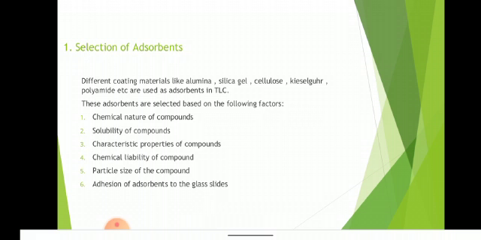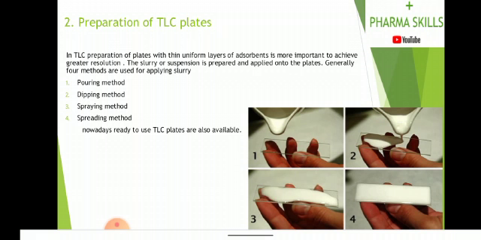First is their chemical nature, solubility of the compound, characteristic properties of the compound, chemical liability of the compound, particle size, adhesion of adsorbents to the glass slides. On this basis, we are selecting the adsorbents. What is their chemical nature, how soluble they are, what are their properties, liability and the particle size, how they are able to adhere. On this basis we are selecting.